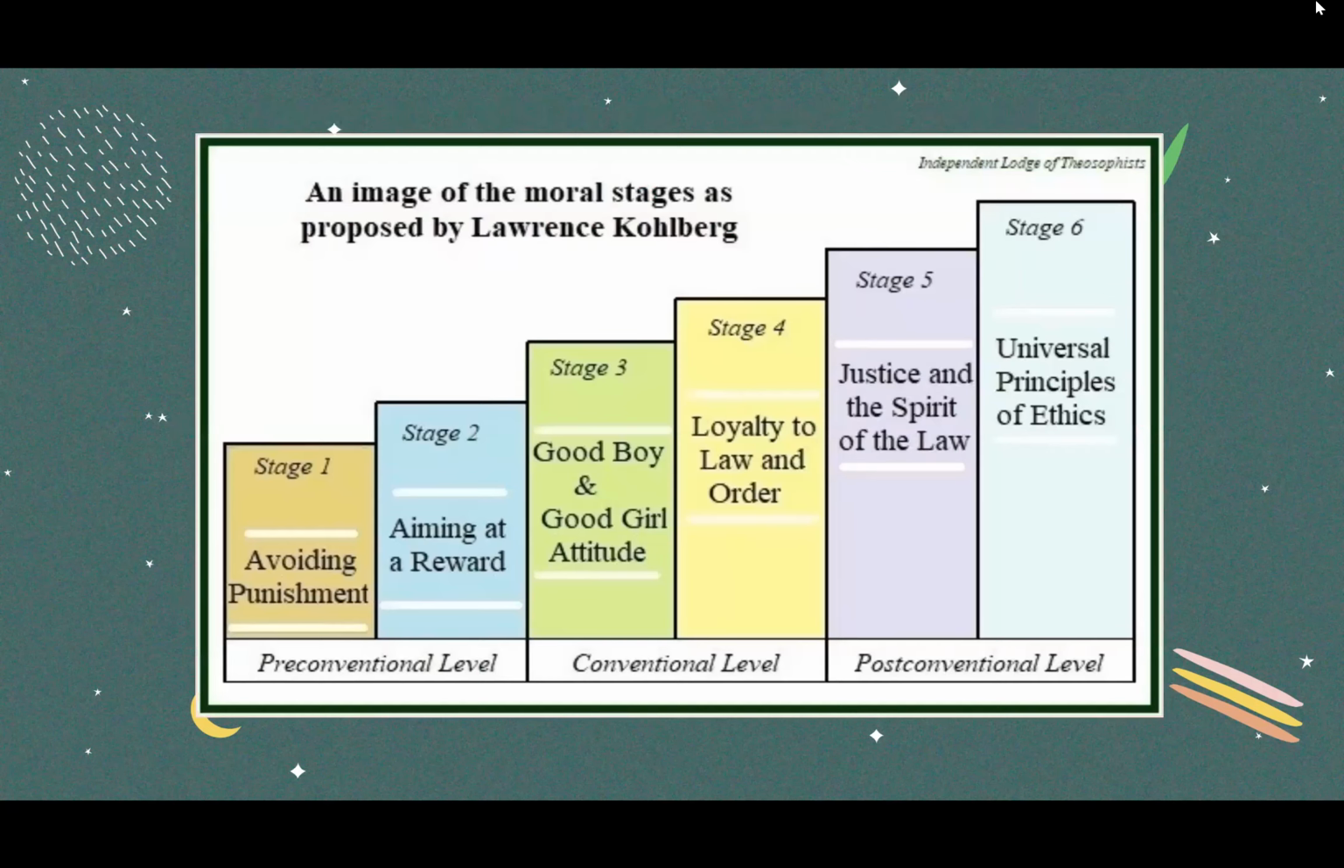And here is an image depicting all the stages. As you can see, here's the pre-conventional level with stage 1 and 2 and the objective, avoiding punishment, aiming at a reward. Conventional level and the objectives, a good boy and good girl attitude, essentially an individual wanting to come across as a good person to authority in their life. And stage 4, loyalty to law and order, basically following society's right and wrong based on the law. And the post-conventional level, justice in the spirit of the law and universal principles of ethics.